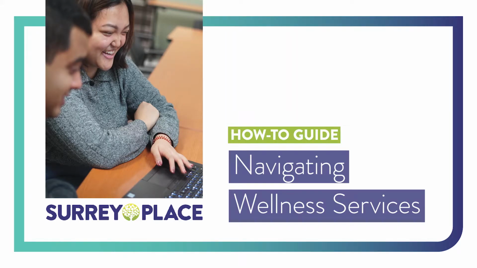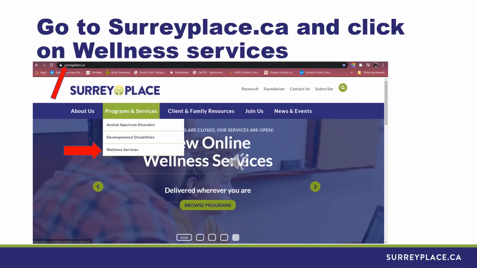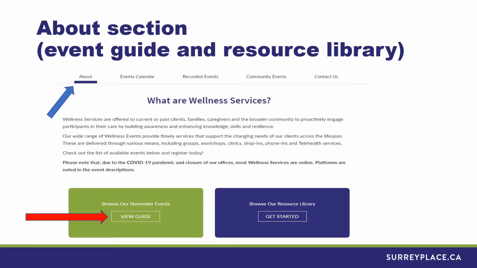How to navigate wellness services. Go to surreyplace.ca and click on wellness services. In the About section, you will find a description of wellness services. You will also find a link to view the current events guide and a link to review the resource library. We will begin with reviewing the events guide.